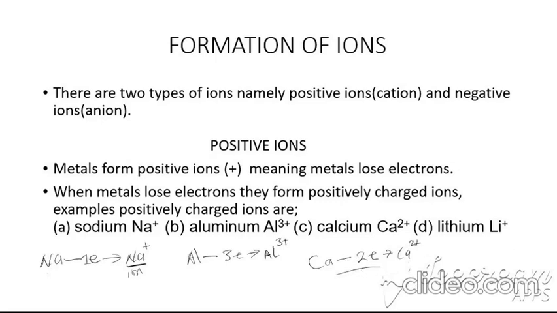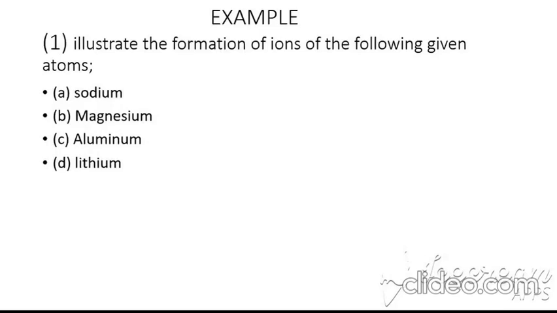Okay, now let's do an example so that you can understand what I'm doing. The question says: illustrate the formation of ions of the following given atoms. I'm going to illustrate for sodium and magnesium, and for aluminium and lithium you can do it on your own. So let's start with sodium.